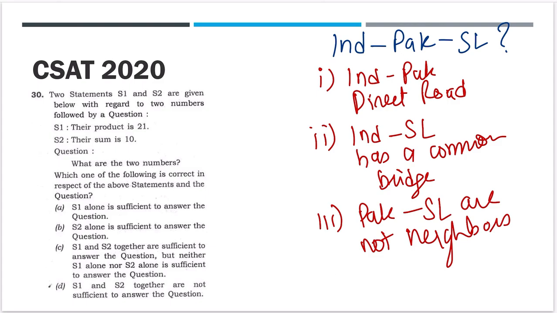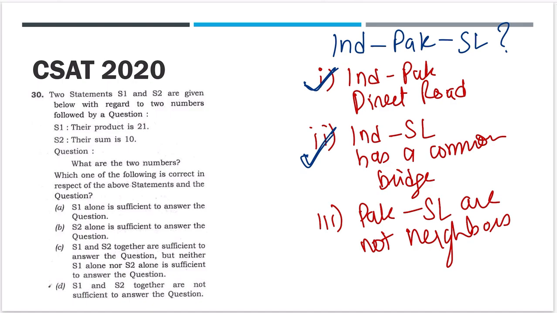So this means they are obviously neighboring. That is why one statement is sufficient to tell that India and Pakistan are neighbors. But is that sufficient to tell that India and Sri Lanka are neighbors as well? No, because the first statement only tells you about India and Pakistan. If you read the second statement, they have a common bridge between them. So this will say that India and Sri Lanka are also neighbors.